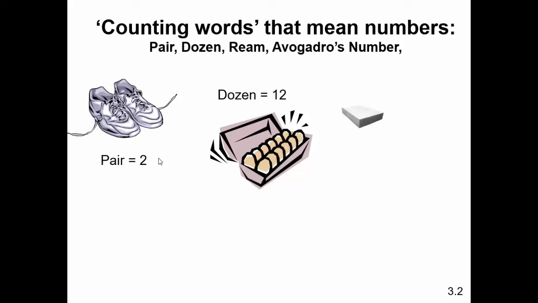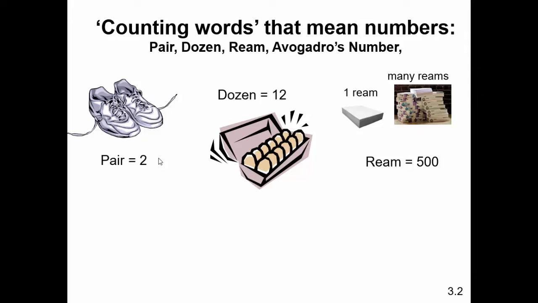And we take slightly smaller objects, pieces of paper, quite small in terms of their thickness. And so we quite often handle them in stacks of a certain number, stacks of 500. So we have the counting word ream, which means 500. So one ream will be a stack of those papers, pieces of paper 500 thick. And then when we go to the store to buy paper for our copiers, for our printers, we'll buy many reams at a time. So Avogadro's number, as the name suggests, with number in there, it refers to a number.